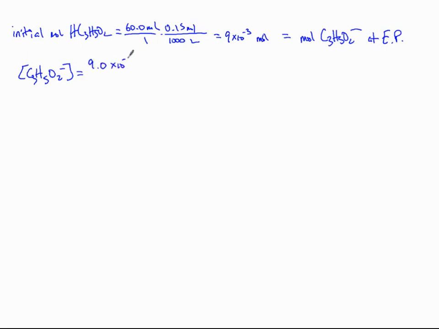Here's our moles. Our total volume here, we had 60 of the propanoate, and we added 90 of the sodium hydroxide. So 150 milliliters or 0.150 liters. So there's our concentration.